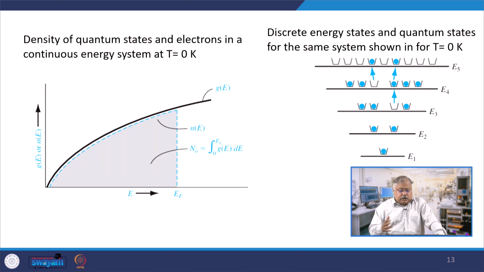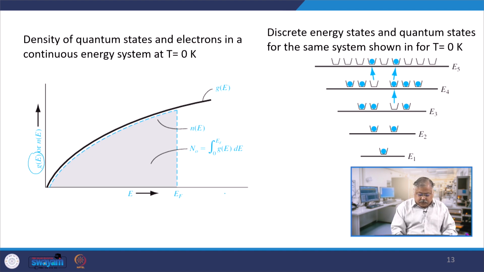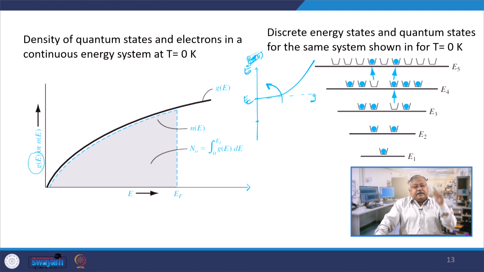Now let's come to the density of quantum states and electrons in the continuous energy system, right? So what we have seen is that at T equals 0 Kelvin, if you plot G of E versus E, the graph which I got was something like this, if you remember. This was your energy axis, this was your EC, and I was plotting with respect to G of E. I am just twisting the graph, so the x axis which was G of E has been converted to the y axis. So the graph has converted to this black color function, this is the function of G of E.